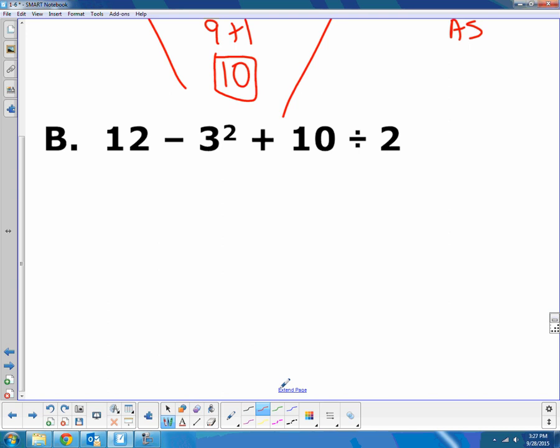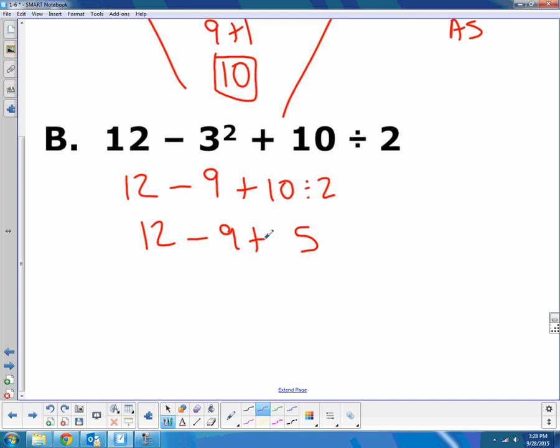Following our PEMDAS for the next one here, again, there are no parentheses. You don't have to worry about that. There is an exponent. So I'm going to do 3 times 3, 3 squared, and get 9. And then I'm going to rewrite everything else, because there's only one exponent, and it gets its own step. Next, I'm going to do my division step. So I'm going to multiply or divide, so I've got a division. 10 divided by 2 is 5. And I rewrite everything else.